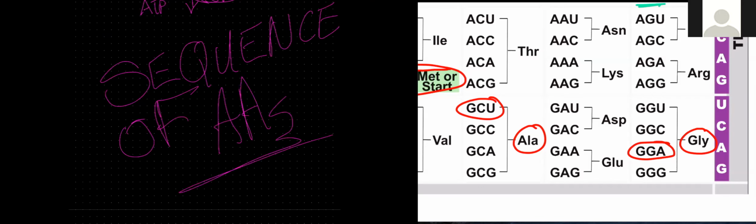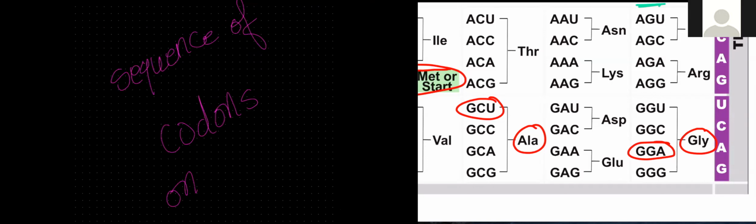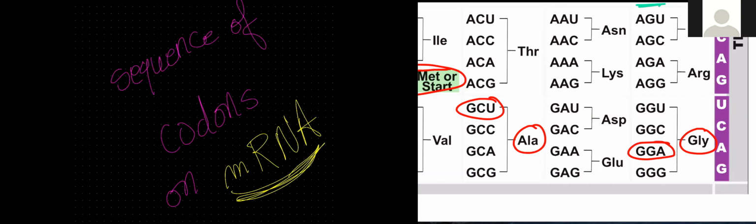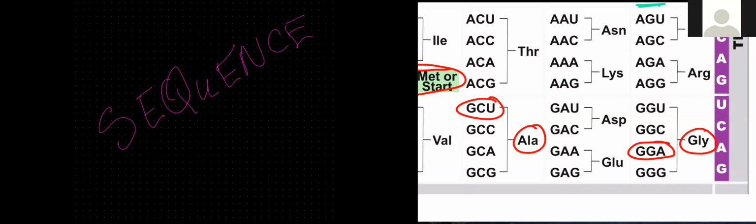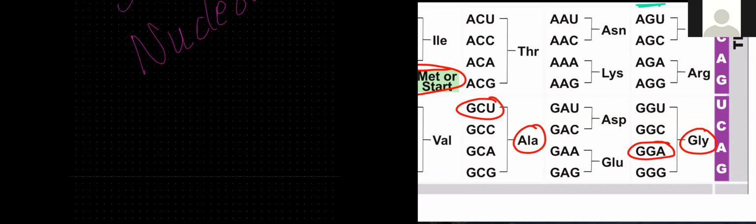And what determines the sequence of amino acids? What will tell you that this first one is alanine, the next one is glycine, the next one is arginine? What will tell me the sequence of those amino acids by which I am building the chain is actually the sequence of codons on my messenger RNA. And what determined the sequence of those codons on the messenger RNA is actually the sequence of the nucleotides in the DNA.